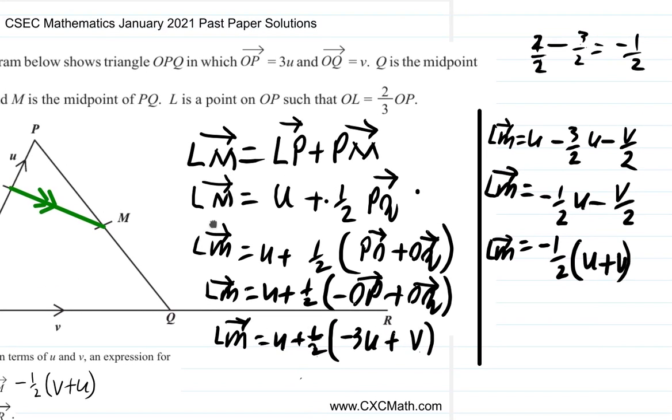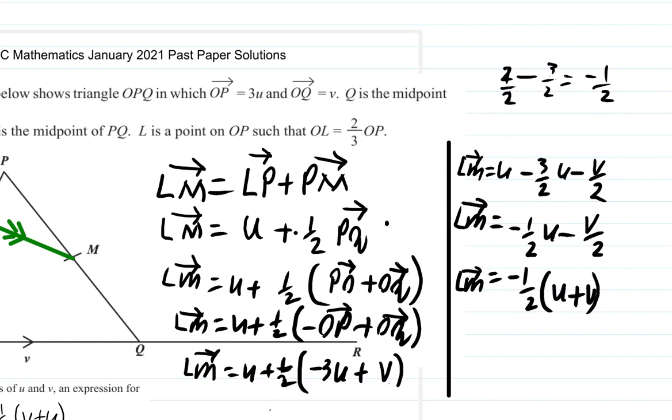And then after that, we have U minus, because we open the bracket, half by negative 3U is negative 3 over 2U. Then half by V. Oh, this would be positive. My mistake here. It would be a plus, because it's not the half that's negative, it's the OP that was negative. So it's plus V over 2.